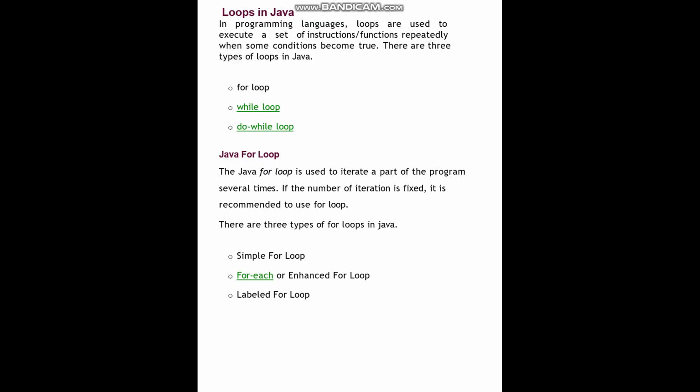Java is providing three types of for loops. The first one is the simple for loop, the second one is the for each or enhanced for loop, and the third one is the labeled for loop. The simple for loop syntax is the same as in C and C++. Whatever syntax we follow in C and C++, the same syntax is available here. Here in Java we have some more extra features, the for each concept as well as the label for loop. This is about the for loops in Java.